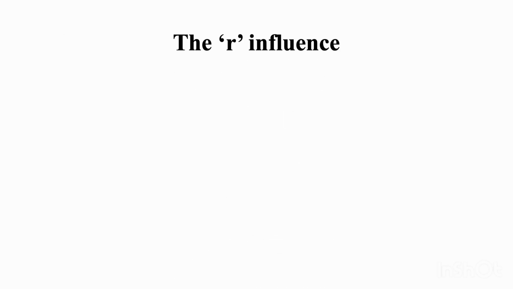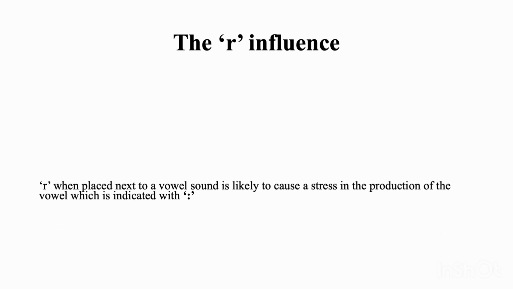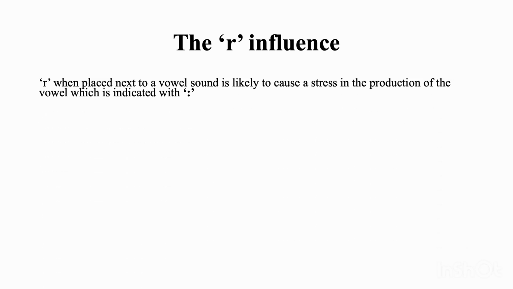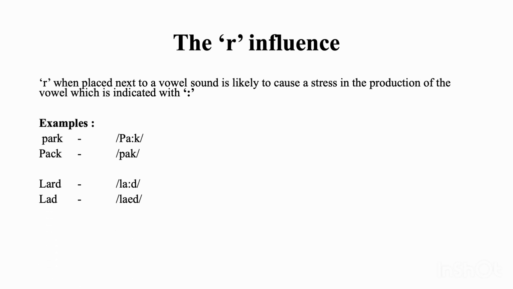The R influence. R, when placed next to a vowel sound, is likely to cause a lengthening in the production of the vowel, which is indicated with the colon. We have the example park, and the shortened form is pack, which has no R in it. And we have lard, and we also have the shortened form. We have part, and we have the shortened form.